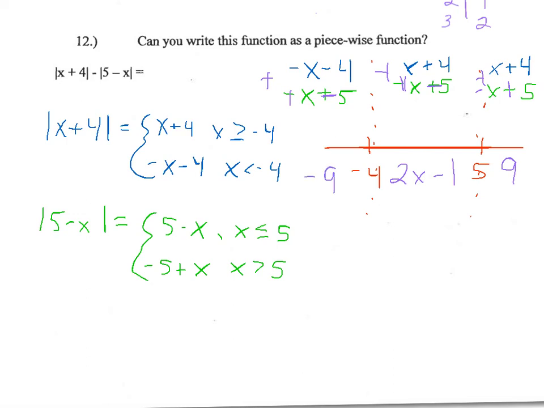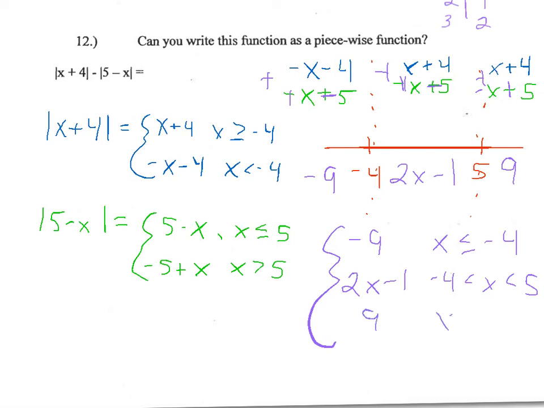So the answer to this, as a piecewise function, is that it will equal negative 9 as long as x is less than or equal to negative 4. It will equal 2x minus 1 as long as x is in between negative 4 and 5. And it will equal positive 9 as long as x is greater than or equal to 5.